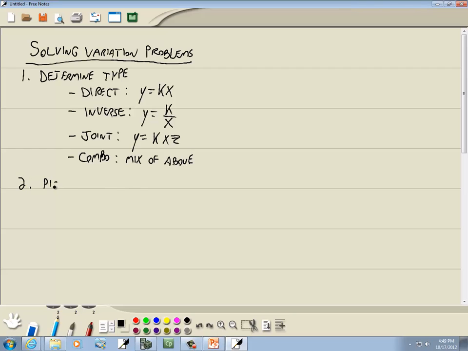Step 2. Pick variables that make sense. So pick variables that make sense. You don't want to use x's and y's.